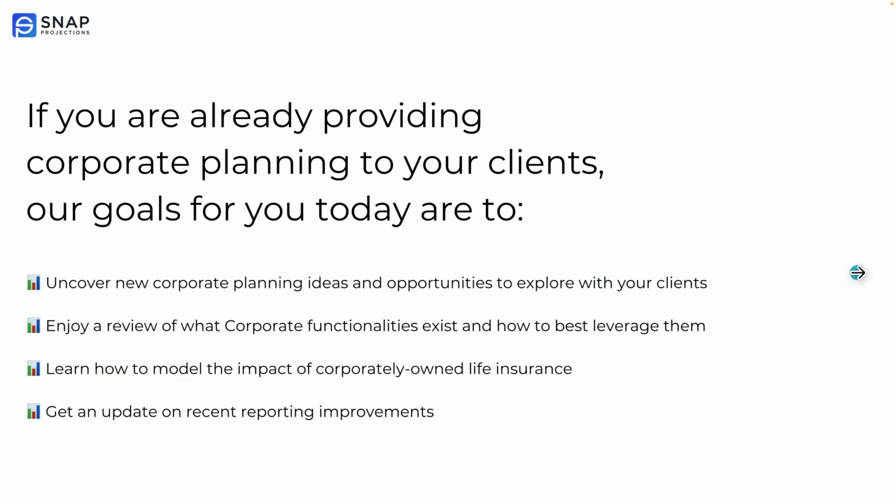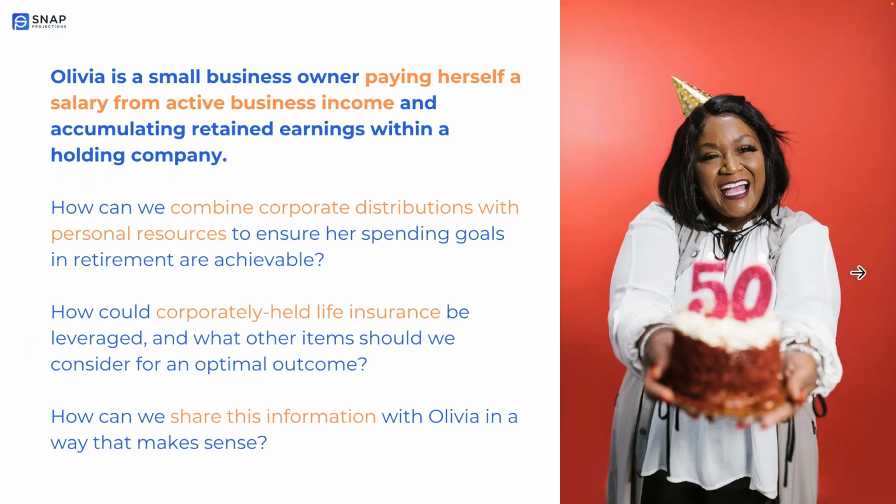So with that, I would like you to be introduced to today's case study client, Olivia Garcia. Olivia celebrated her 50th birthday in January and is hoping to retire in just 10 years. Olivia is a small business owner paying herself a salary from active business income and accumulating retained earnings within a holding company. How can we combine corporate distributions with personal resources to ensure her spending goals in retirement are achievable?